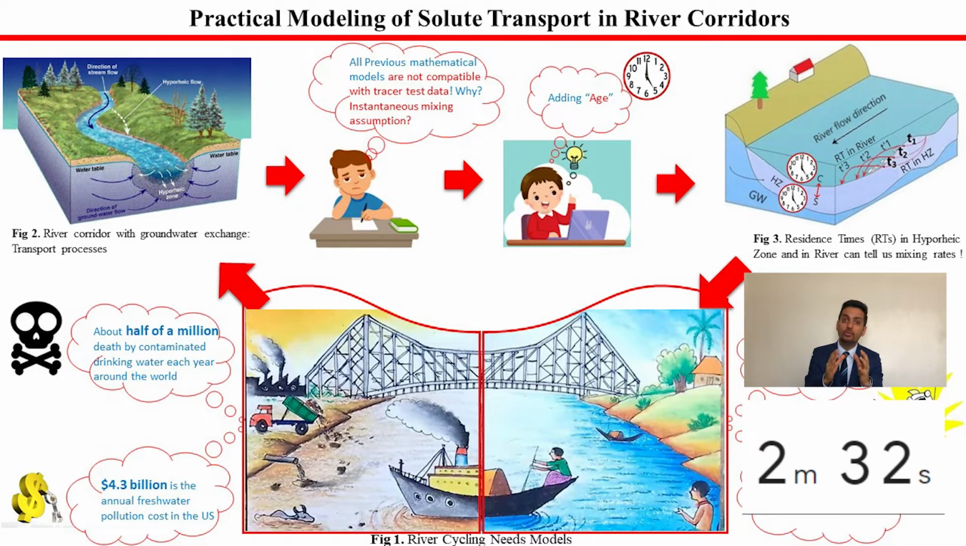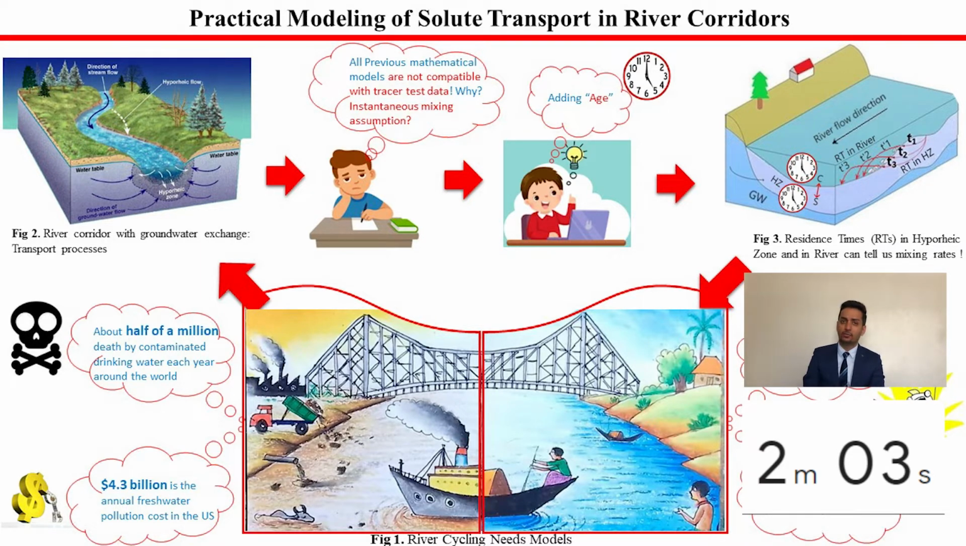Therefore, we should care about contaminated rivers, as you can see on the left side of figure number 1. But the question is how? By using computer models to understand solute transport processes, in which we should consider the mass exchange between the main river flow and groundwater flow through a porous media known as the hyporheic zone, which is beneath the riverbed, as you can see in figure number 2.